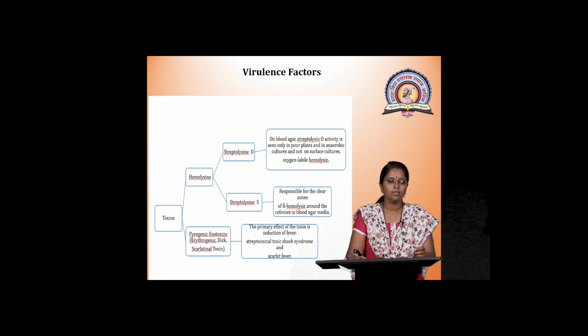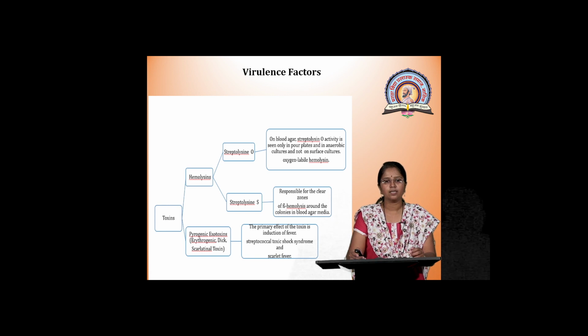These toxins are basically the hemolysins and the pyrogenic exotoxins. Hemolysins are of two types, that is streptolysin O and streptolysin S. Hemolysin, as it is produced by streptococci, is known as streptolysin. So hemolysin or streptolysin O is produced on blood agar and its activity is seen only in pour plates and in the anaerobic cultures and not on the surface of culture.